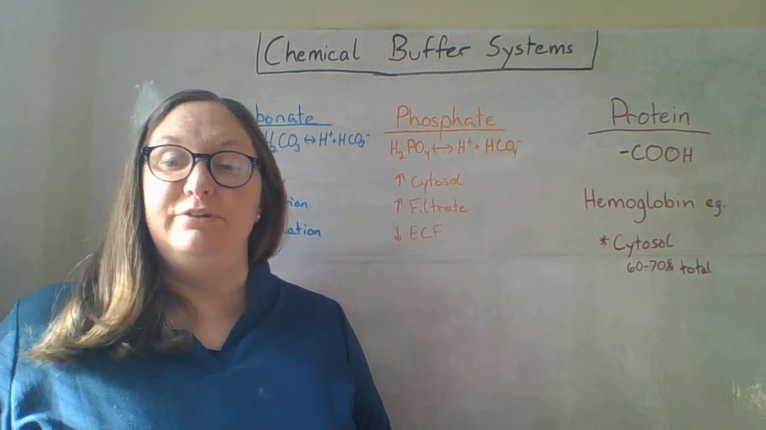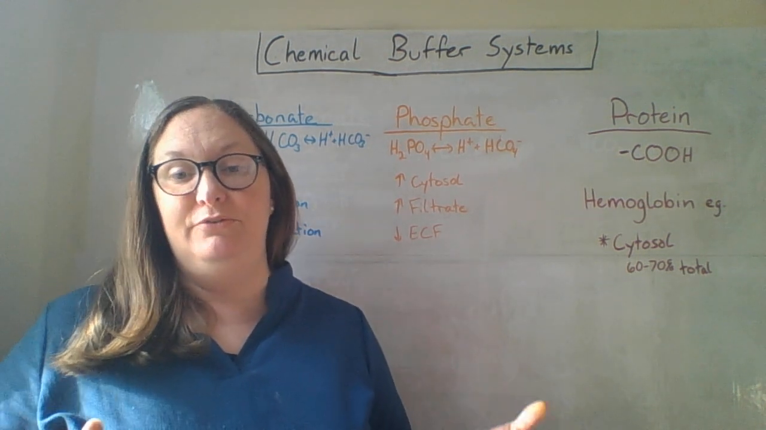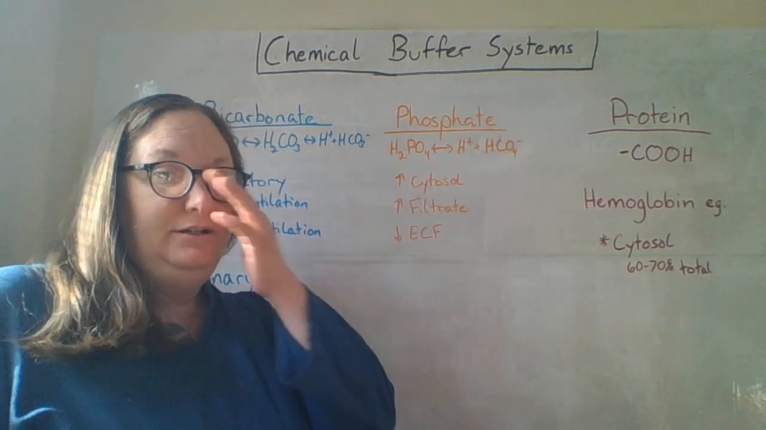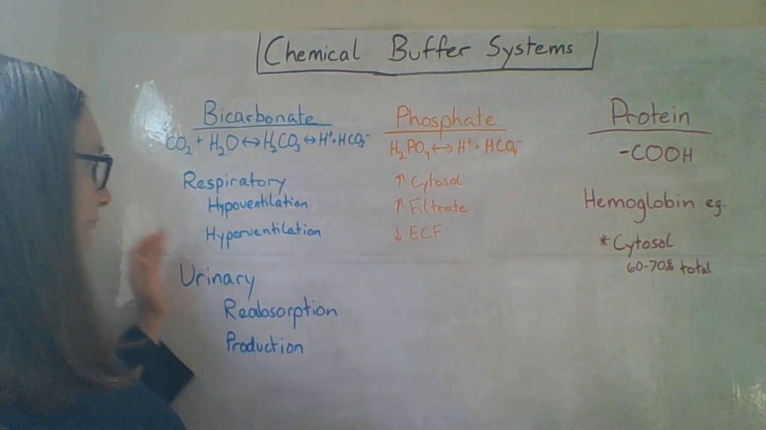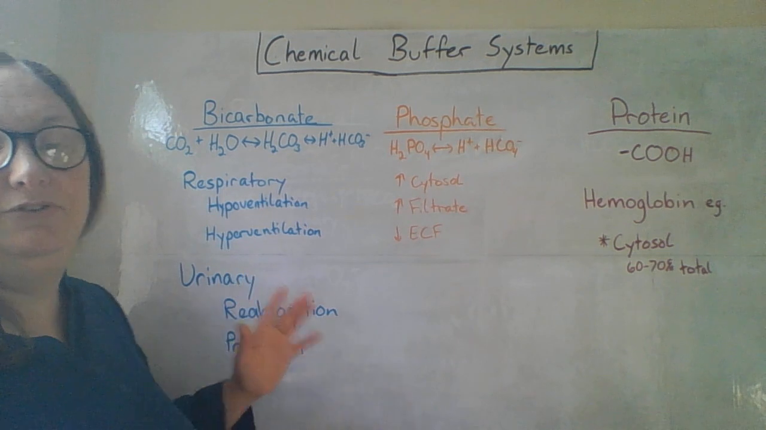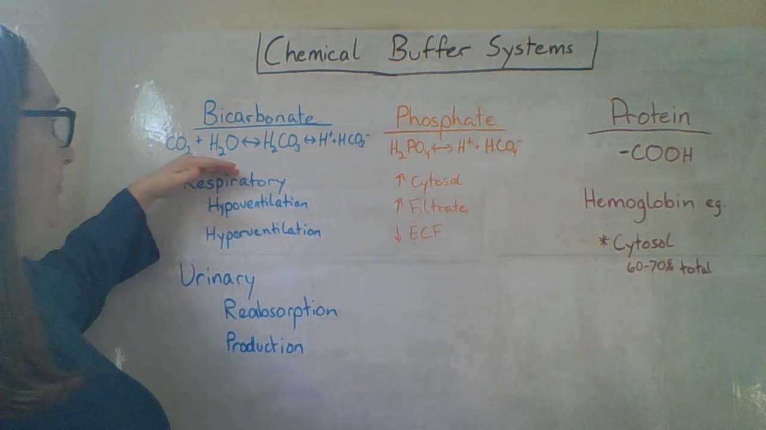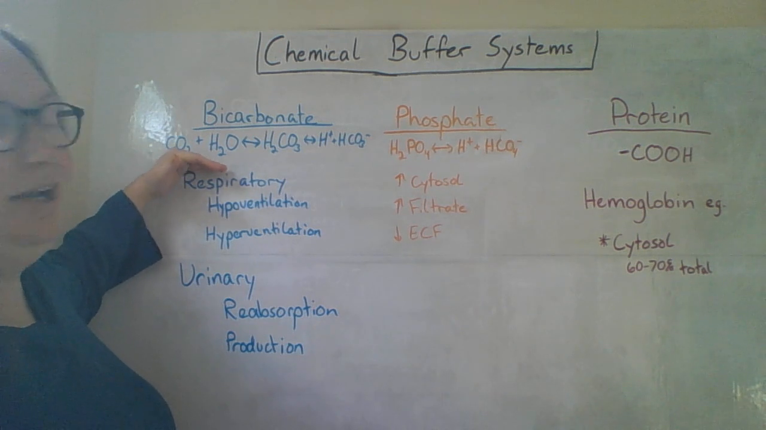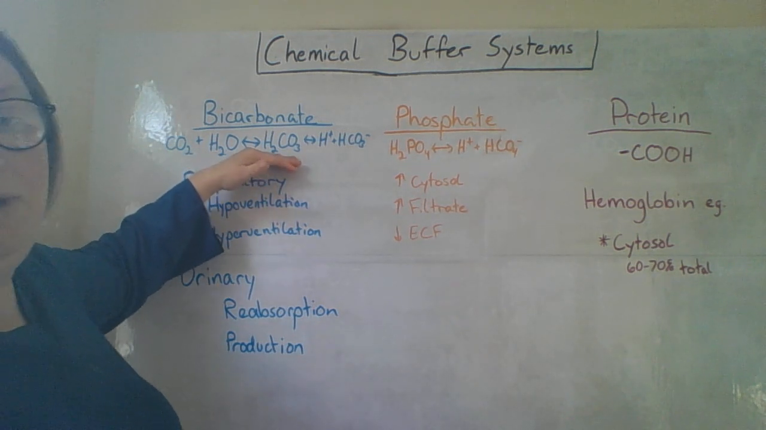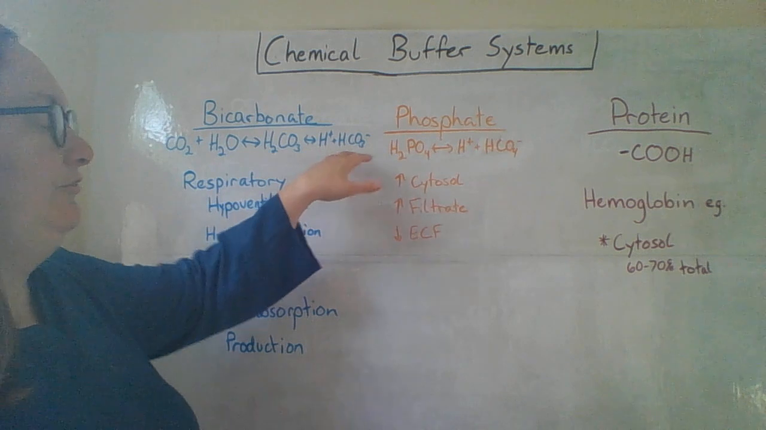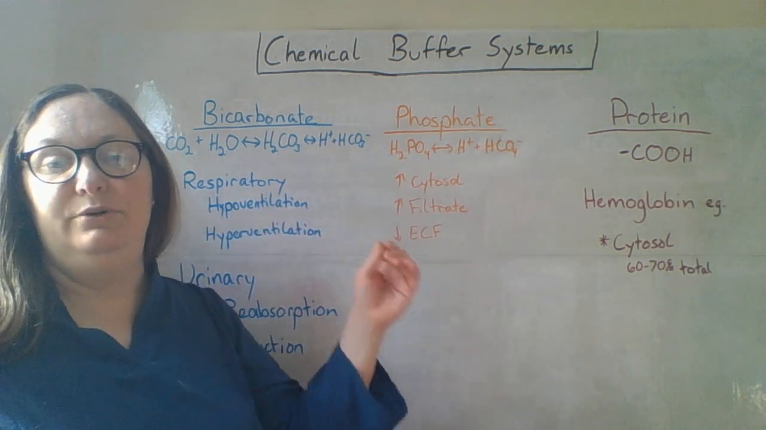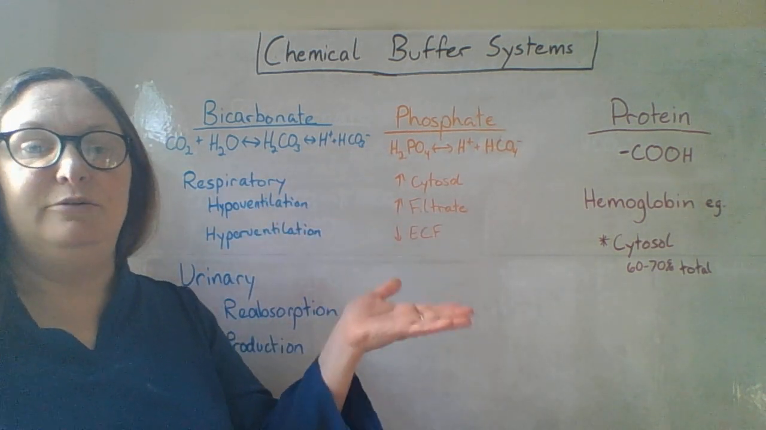Alright everyone, I want to talk really briefly about the three chemical buffer systems in the body. The first one, which we've talked about the most extensively in this course, is the bicarbonate buffer system. Here's our favorite equation: carbon dioxide and water, you get carbonic acid. It dissociates in water to hydrogen ion and bicarbonate.